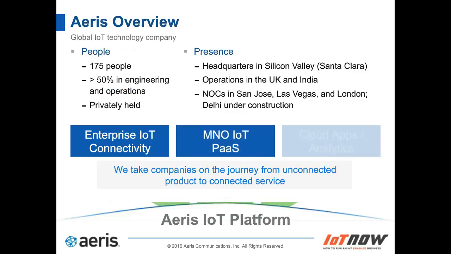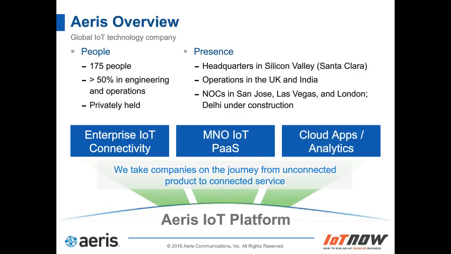So, in general, very quickly, an ARIS overview. Who are we? We're a global IoT technology company, about 175 people, half of whom are in our engineering and operations departments. We are private. Our headquarters are located in Santa Clara. On the other hand, we have operations pretty much in a number of locations around the world and focusing also in the European markets. For the European effort, our headquarters are in the UK, and then we have offices in India. And we have network operation centers in San Jose, California, Vegas.